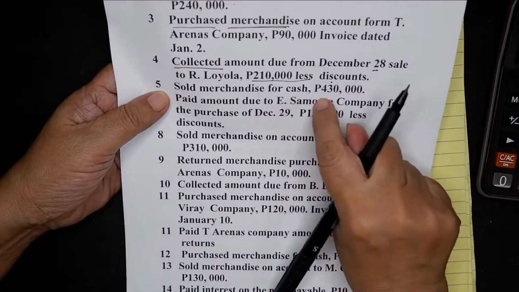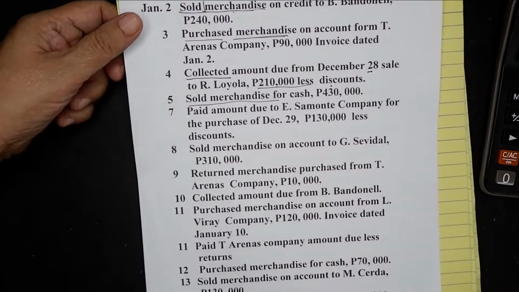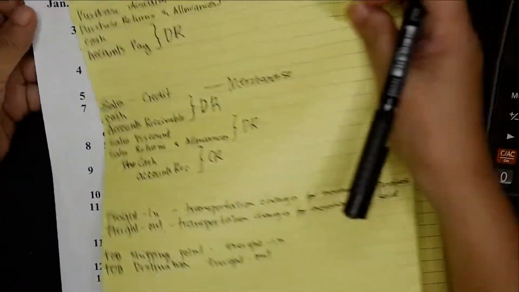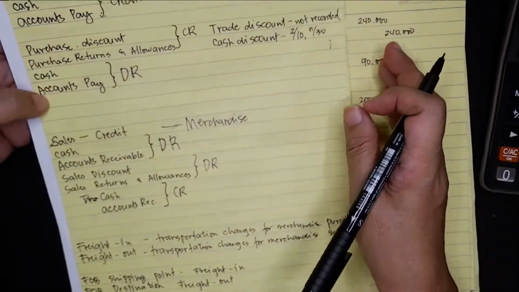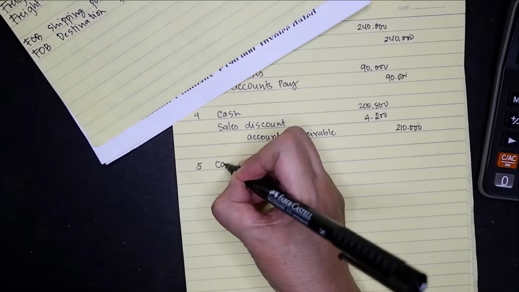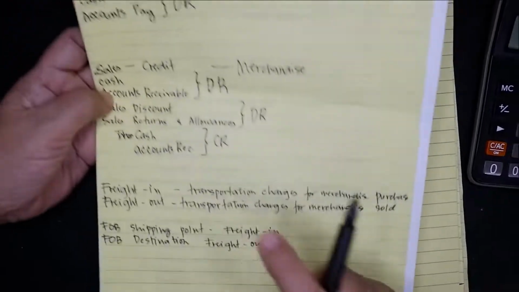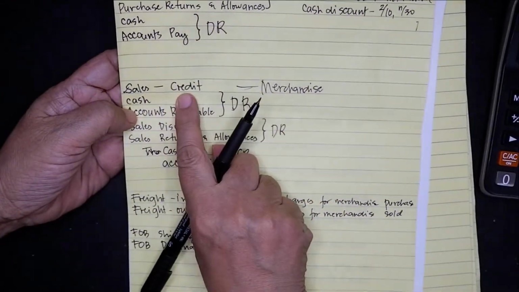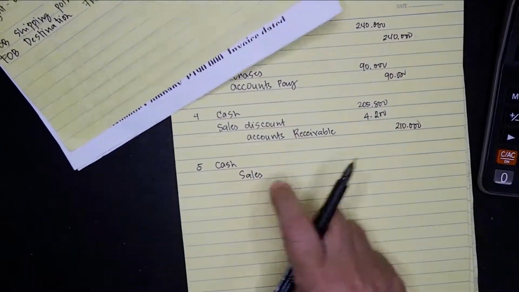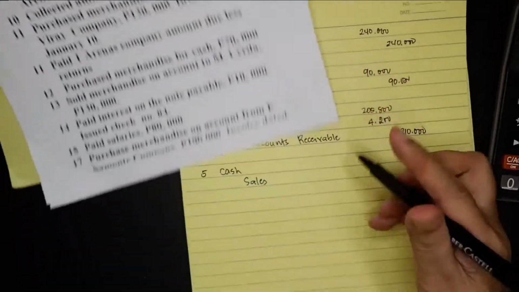Then we have 5. Sold merchandise for cash, 430,000. Again, sold merchandise, it means it is a sale. Cash, so for our entry, we received cash. So debit cash and credit sales. Sales is on the credit side and cash on the debit side. So debit cash and credit sales, that is 430,000.